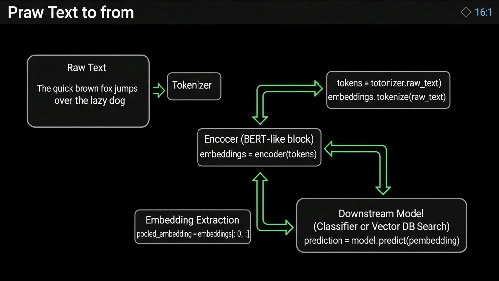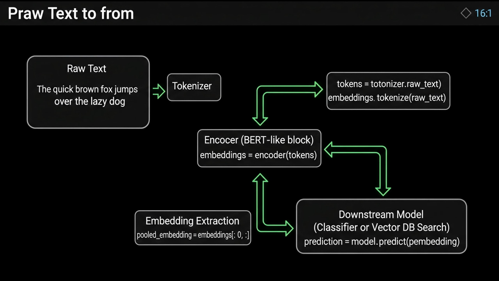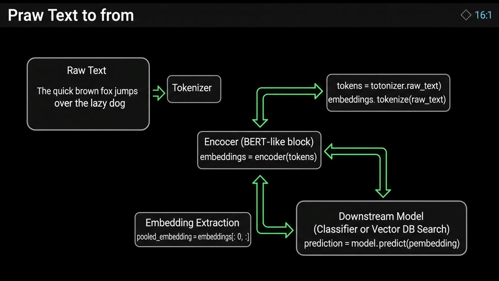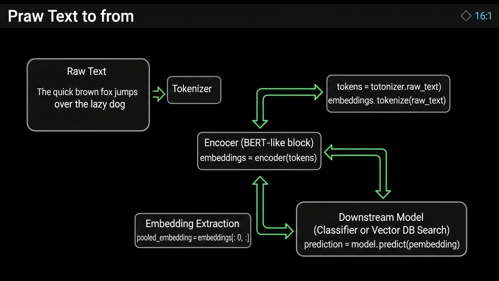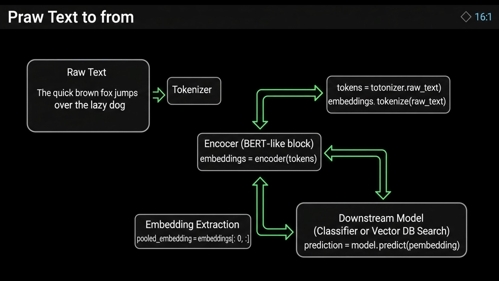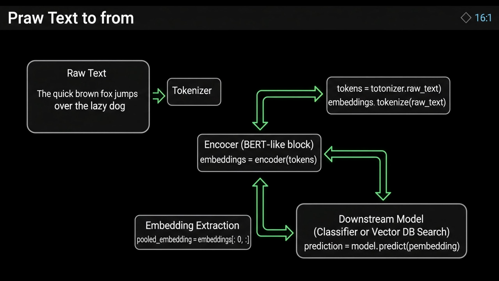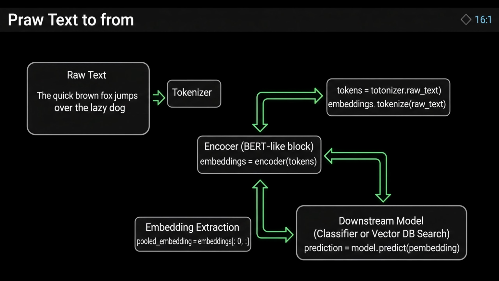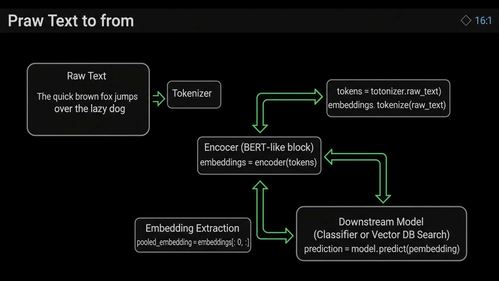Let's walk through a quick pipeline. You take raw text, tokenize with subword tokenization, feed into a contextual encoder like BERT, extract embeddings, token or pooled sentence vector, and use them in a classifier or similarity search. I'll summarize the commands conceptually so you can try it locally.